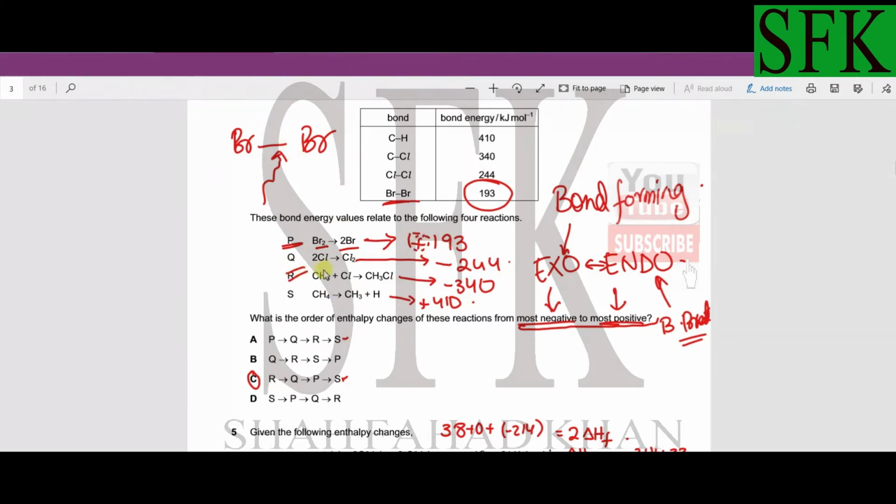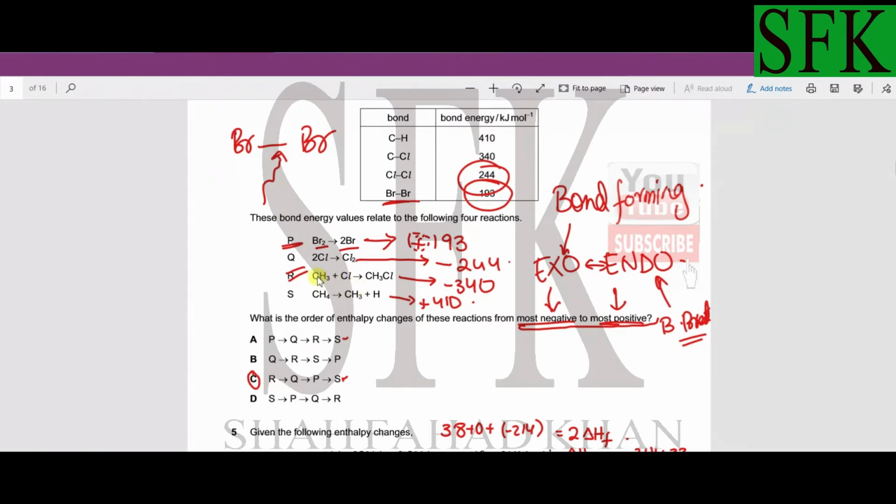Then what about Q? In Q, two atoms are joining to form a molecule. This is a bond forming reaction. Again, it's going to be an exothermic reaction because bond forming is exothermic, and chlorine's data is given right over here. It's 244. So negative 244. Then a methyl group is combining with a chlorine atom.